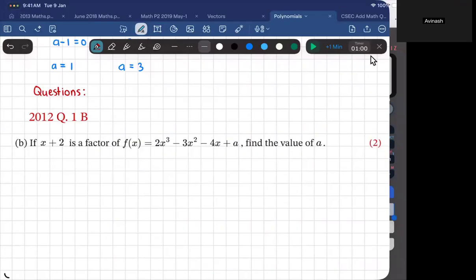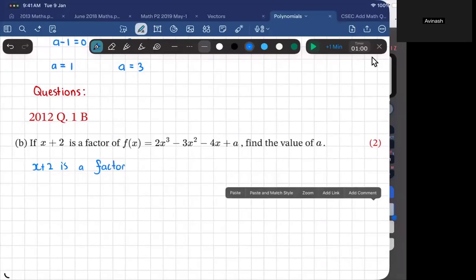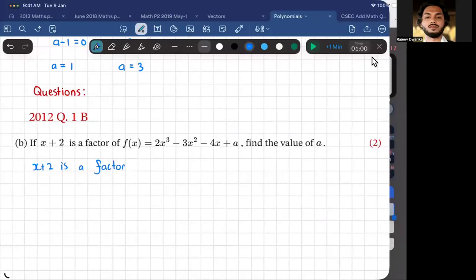If it was a factor. So they're saying it is a factor, right? So that's what they're saying. They're saying that x plus 2 is a factor. Okay, so if x plus 2 is a factor, then what do we know about the remainder?